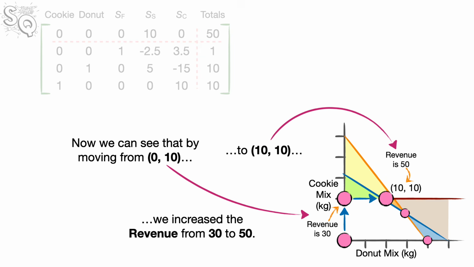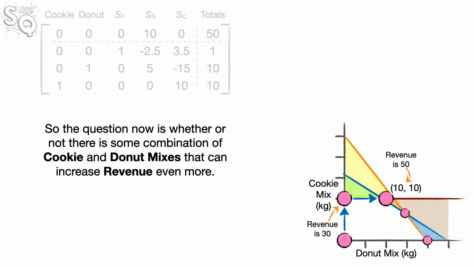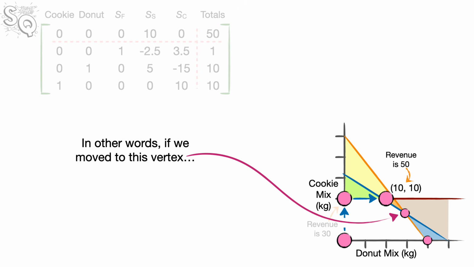Now we can see that by moving from 0, 10 to 10, 10, we increase the revenue from 30 to 50. So, the question now is whether or not there is some combination of cookie and donut mixes that can increase revenue even more. In other words, if we move to this vertex, could we increase revenue even more?